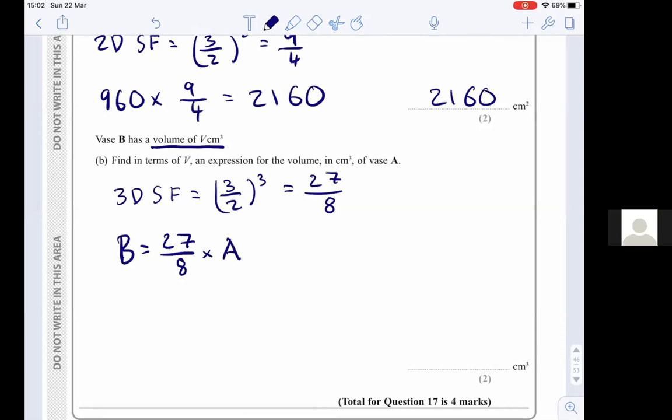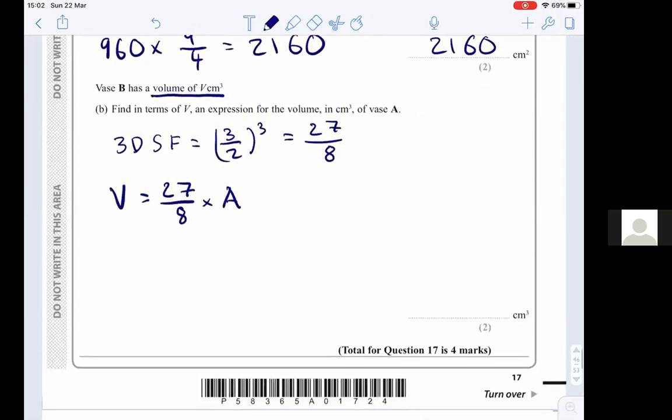Now here it says the vase B has a volume of V, so let's replace B with that V, and therefore A is going to equal V divided by 27 over 8, or it's going to equal 8 over 27 V.